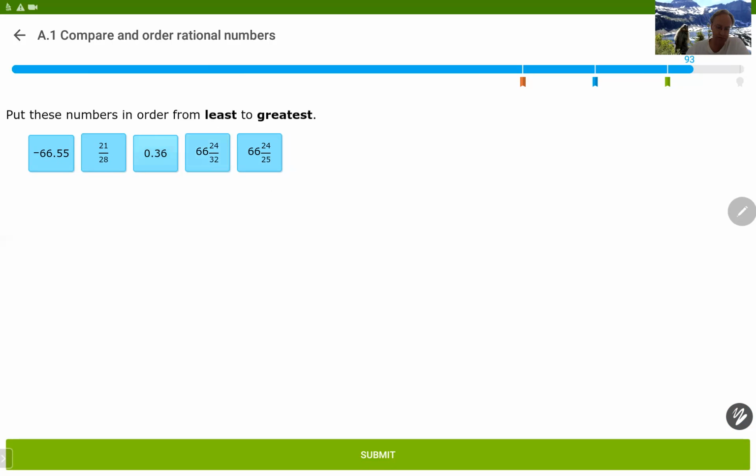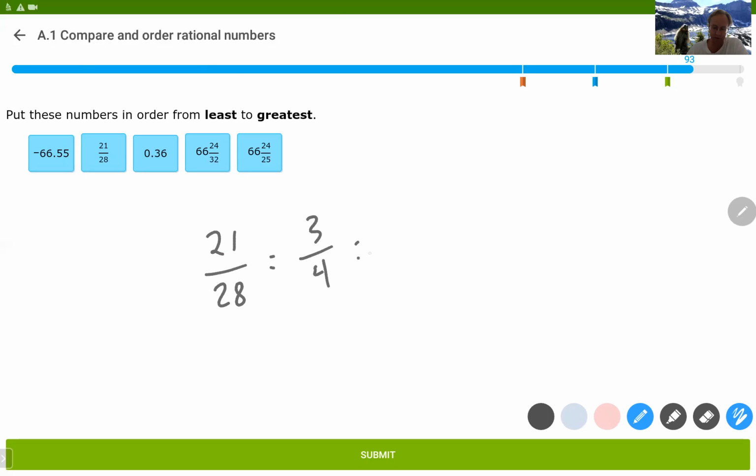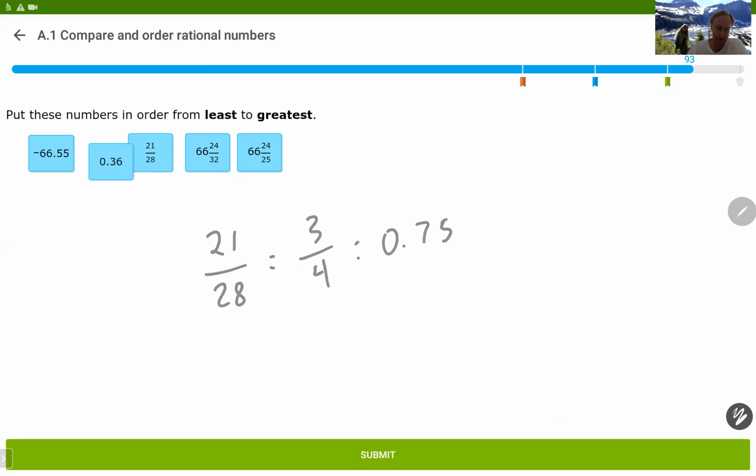Now I still got a 0.36, and I've got a 21 over 28. 21 over 28, if we divide by 7, you're going to get 3 over 4, which is 0.75. So these two are out of order. Back in order. Now we want least to greatest: negative, small decimal, a little bigger decimal, and then the fractions.